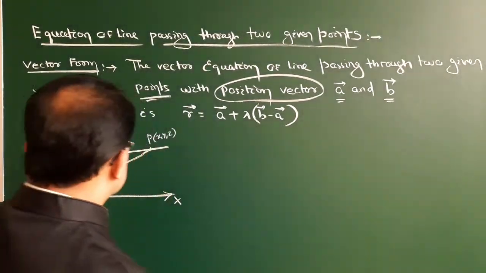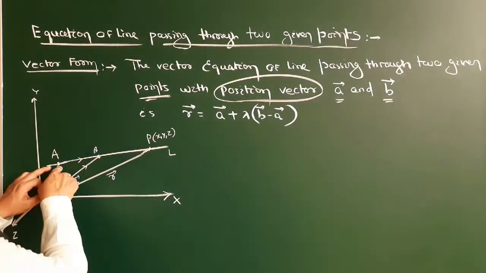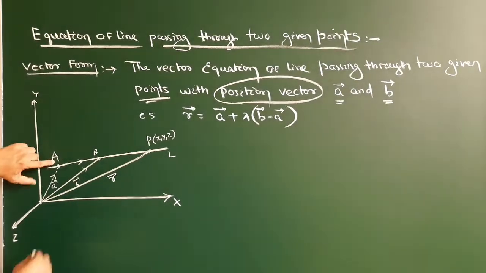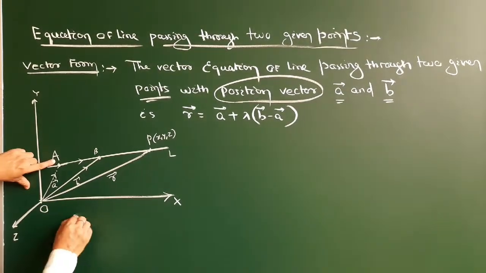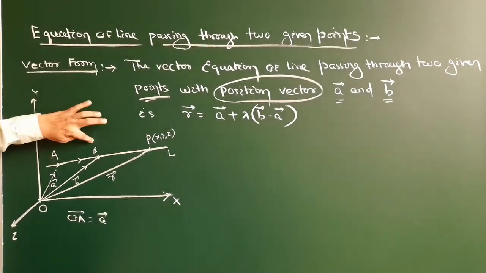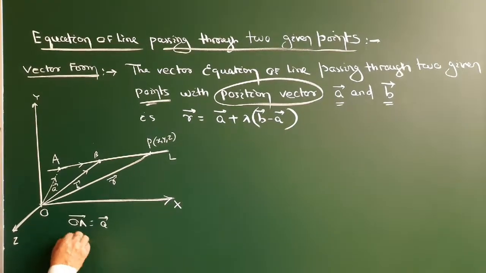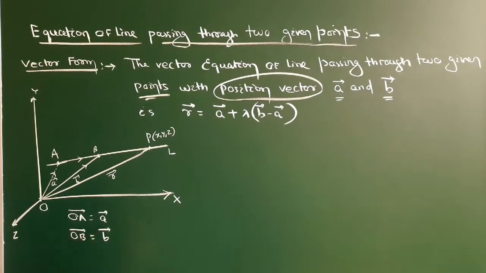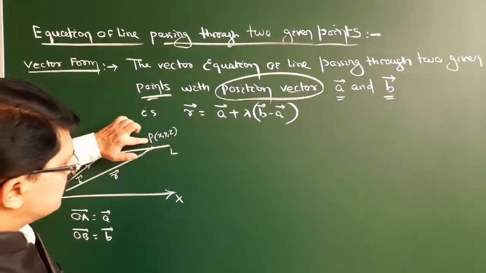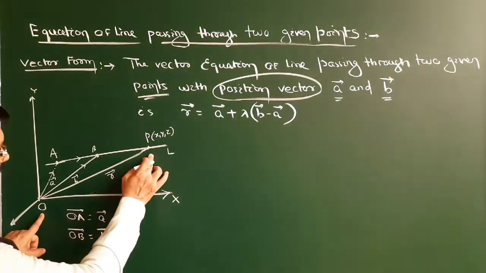You just follow this here. I have chosen the line here. This is the line L. A is a point and B is another point. The position vector of A with respect to the origin, OA vector, is A vector. Another given point B has position vector B vector, so OB vector is B vector. To find the equation, we need a variable point. That's why I have taken the point P here, the variable point, and with respect to the origin its position vector is R vector.